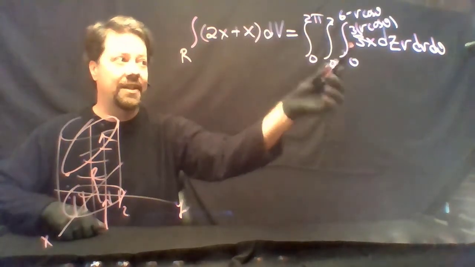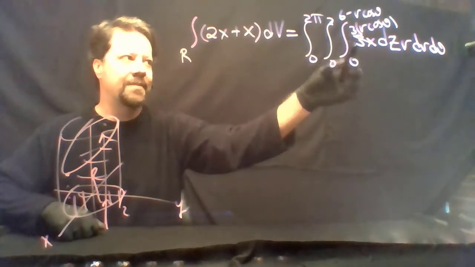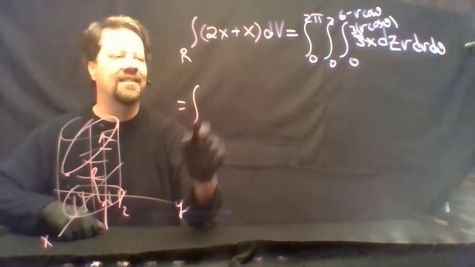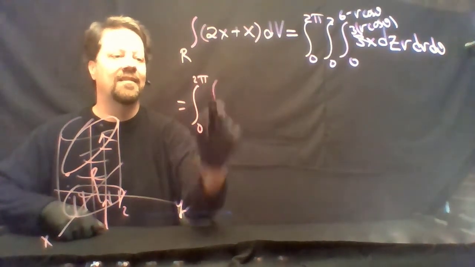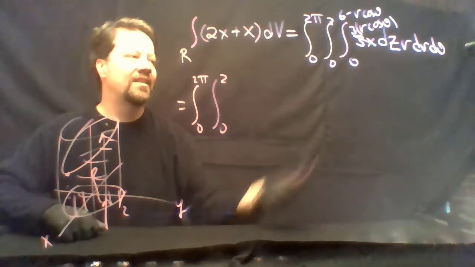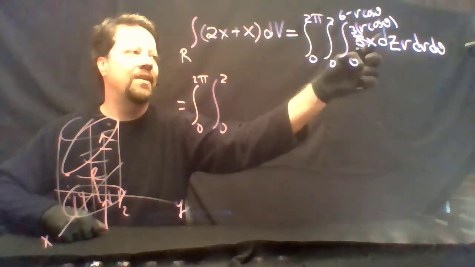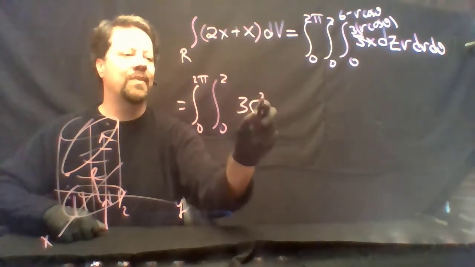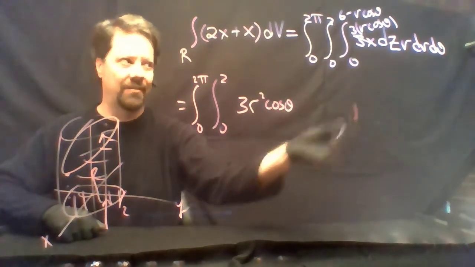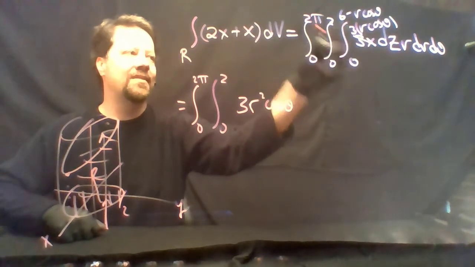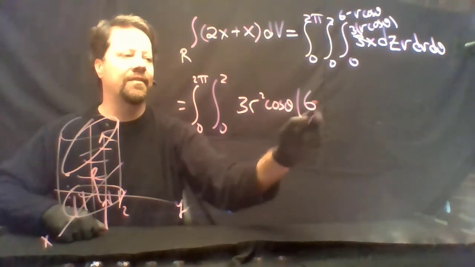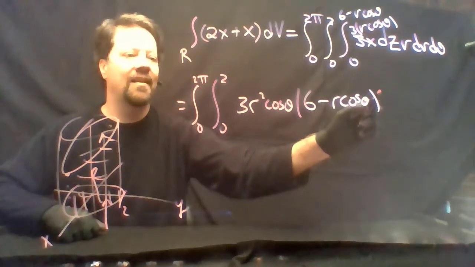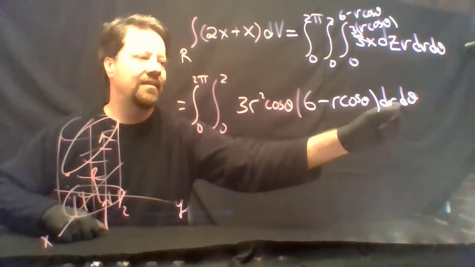We don't get 2 pi for free because all of the theta is both in the integrand and in the limits of integration. We're integrating 3r squared cosine theta up against a dz. Well, 3r squared cosine theta is constant relative to z. We'll take that constant and multiply it by the length of the interval, which is 6 minus r cosine theta, dr d theta.